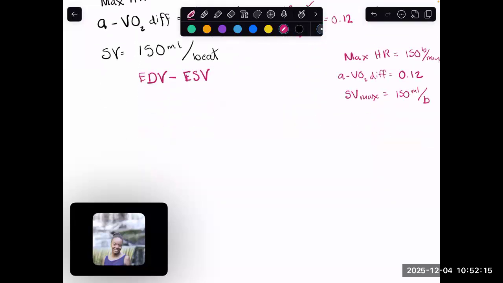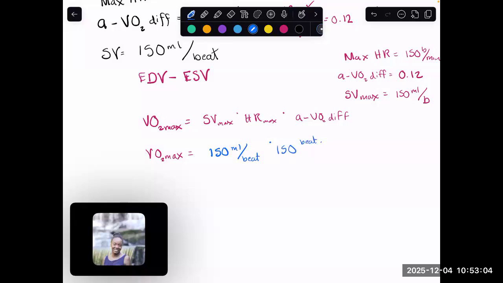Now, if you remember in class, Fick's equation is VO2, in this case, VO2 max equals stroke volume max times heart rate max times AVO2 difference. So from here, we're going to place everything into the equation. And again, keep all labels as you go along, just so you don't get mixed up and forget a unit. So VO2 max equals stroke volume, 150 milliliters per heartbeat, times max heart rate, which was 150 beats per minute, times AVO2 difference, which is thankfully 0.12. So that's unitless. We don't have to go much farther with that.